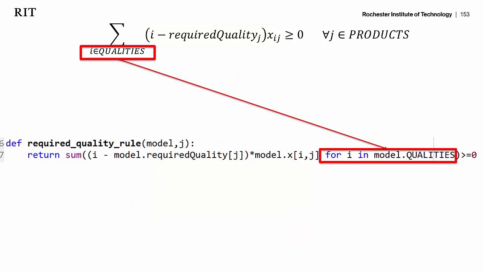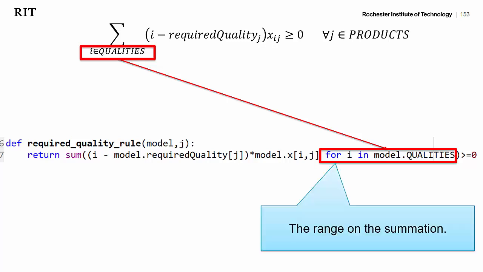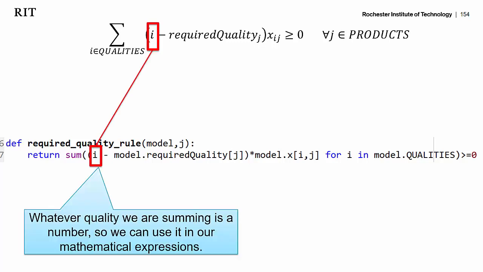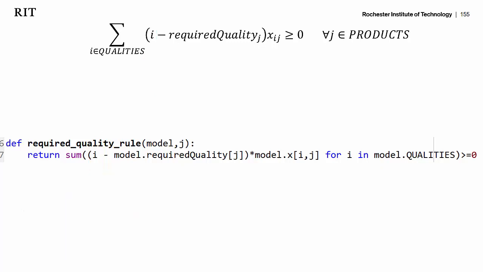Our summation has a range, so we also see that show up in our Python code for i in model.qualities, and that's inside the summation function. So we see the range of our summation there. Looking a little bit more closely at that expression, we see it uses a value of i, and since we know our i's are qualities, they're all numbers, we can use those numbers right in our code, right in our mathematical expressions.